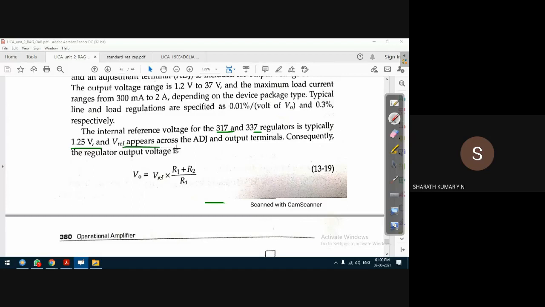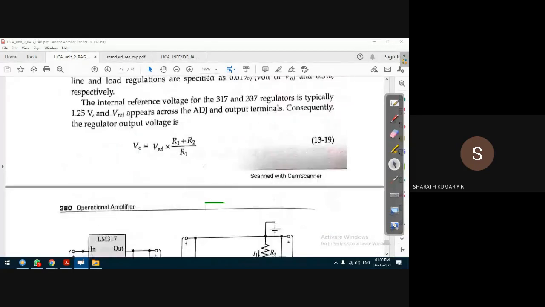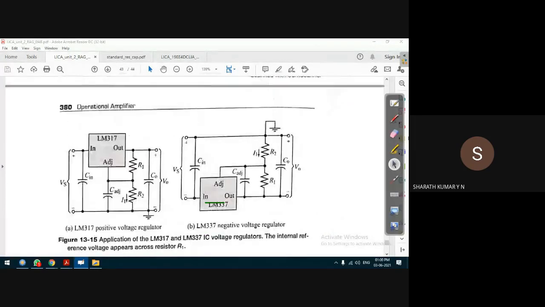And we reference pairs across adjustment terminal and output terminals, so that using that as a reference, the output voltage can be adjusted. So regulator output voltage is equal to Vref into (R1 plus R2) divided by R1. Using this, let us look into the circuit diagram so that we understand what these R1 and R2 are. In this positive voltage regulator 317, input voltage is Vs.